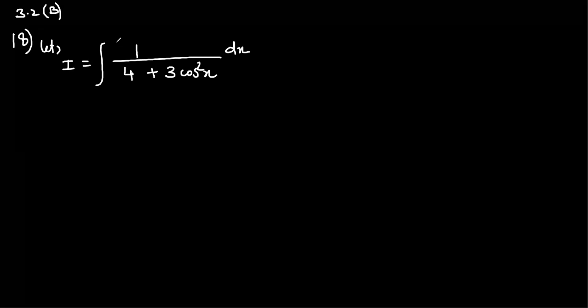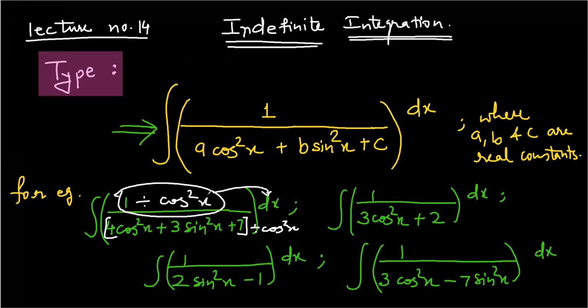So as I noticed, it is the same type. In the numerator I have 1, and in the denominator I have a cos square x term with a constant. So as you notice, students, the type that we are working on can have a cos square x term with a constant, or it could have a sine square x term with a constant, or it could have only cos square x and sine square terms and no constant, or it may have all three. So we are working on this.